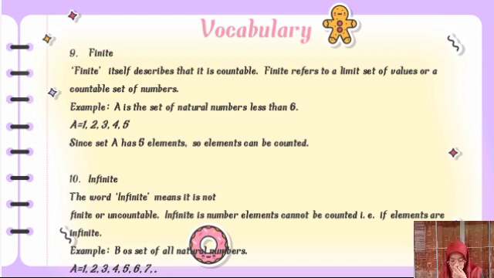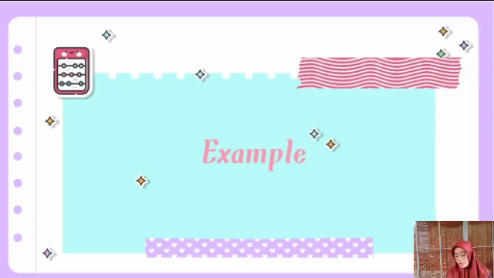The last vocabulary word is infinite. The word infinite means it is not finite, or uncountable. Infinite means the elements cannot be counted. For example, A is the set of all natural numbers. So A equals 1, 2, 3, 4, 5, 6, 7, and the next numbers. Next, I will explain about examples.